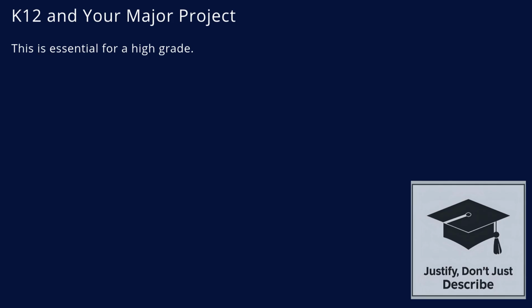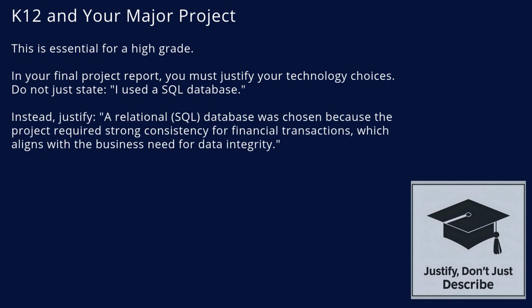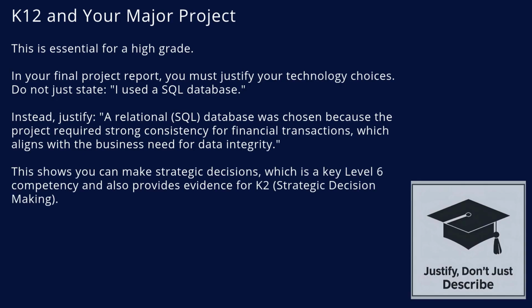Finally, let's talk about your major project. This is critical. To get a merit or distinction, you cannot simply describe what you did, you must justify why you did it. Do not just write in your report, I used a SQL database. Instead, write, a relational SQL database was chosen because the project's business requirements demanded high levels of data integrity for financial transactions. This simple change elevates your work.